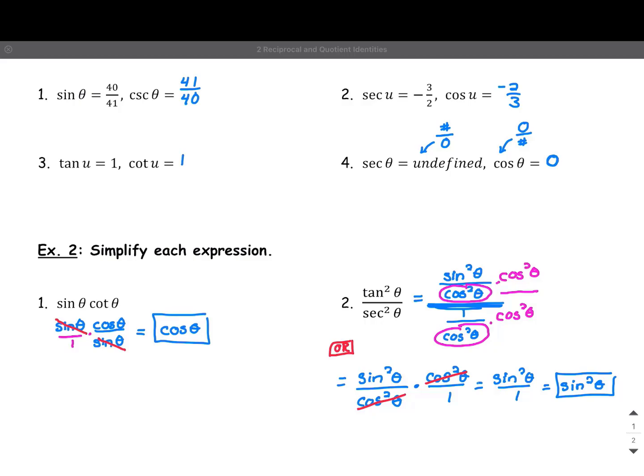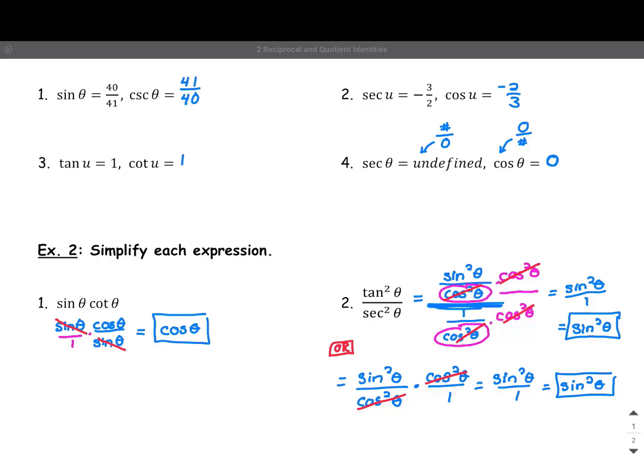But in the top, cosine squared theta will cancel with cosine squared theta, and in the bottom, cosine squared theta cancels with cosine squared theta, and guess what we have? The only thing left in the top is sine squared theta, and the only thing left in the bottom is 1. So we have the same exact answer, sine squared of theta. Do I care which method you used? Nope, not at all. Whichever one you prefer, okay?